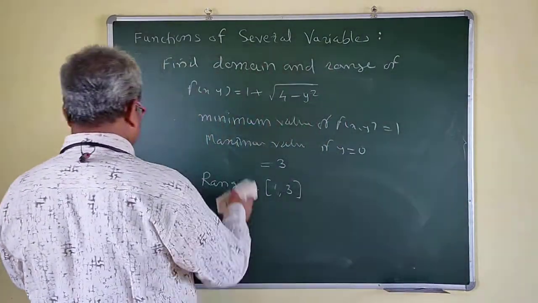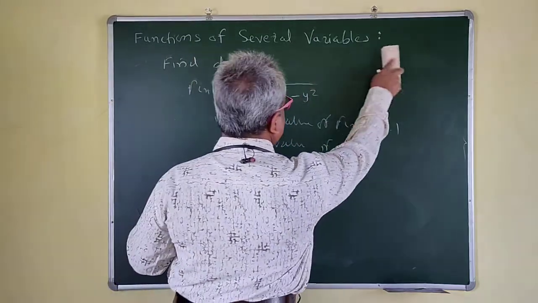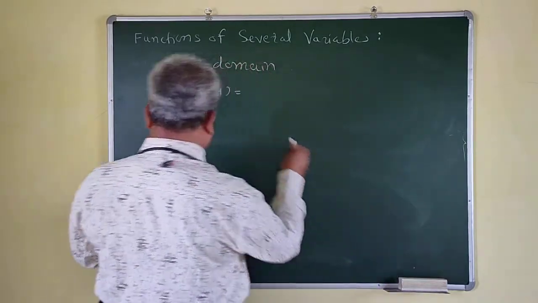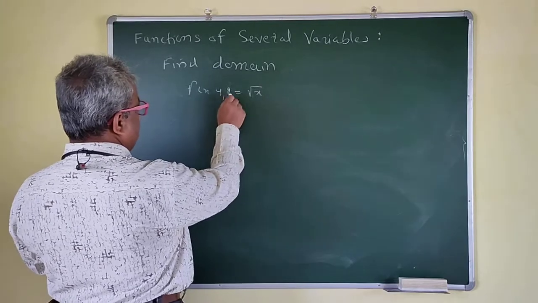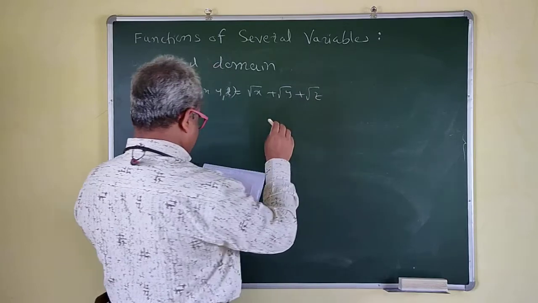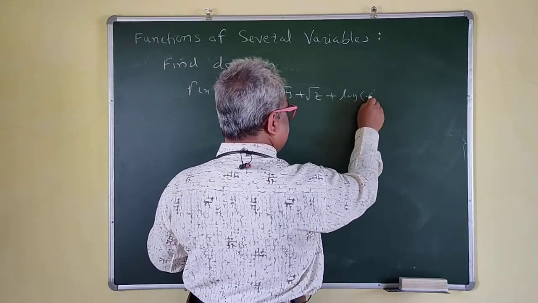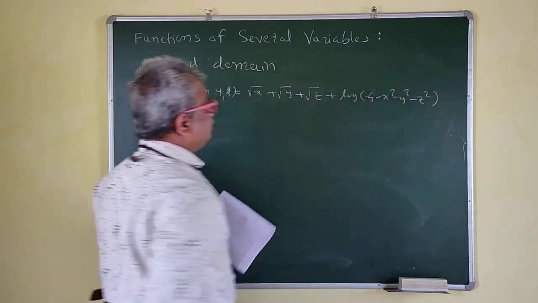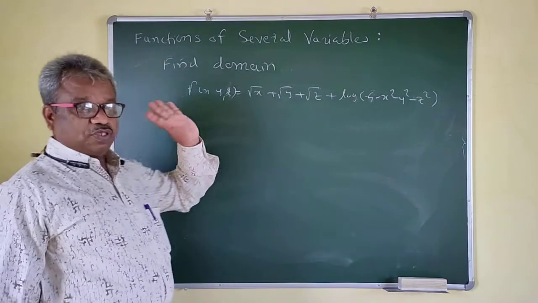Now next, find the domain of the function. So find the domain of the function f of x, y, z equals root x plus root y plus root z plus log of 4 minus x square minus y square minus z square. Now this is a three variable function, and you have to find the domain of this function.